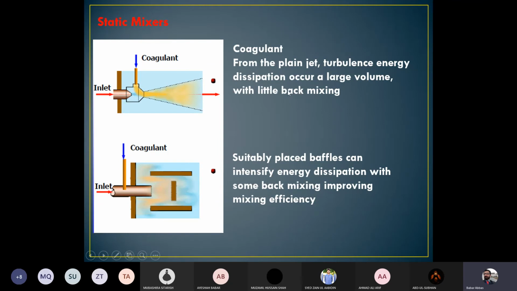energy dissipation occurs in large volume with little back mixing. Here there is no back mixing, here there is back mixing. Suitably placed baffles can intensify energy dissipation with some back mixing, improving mixing efficiency.